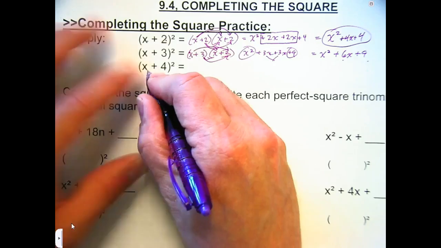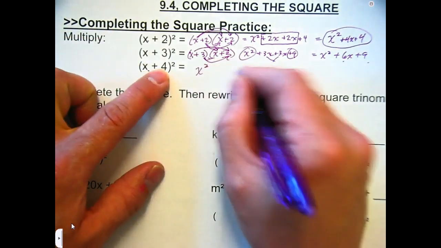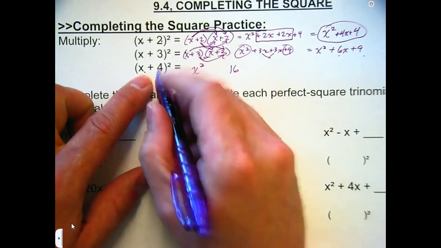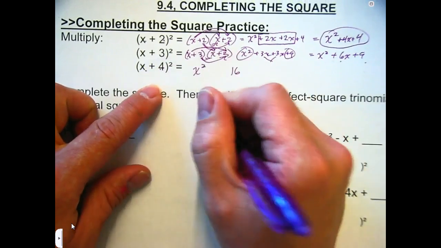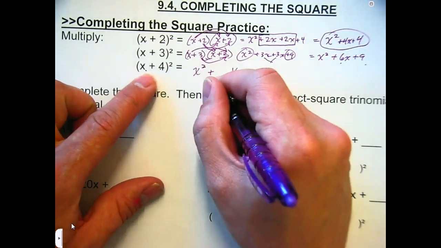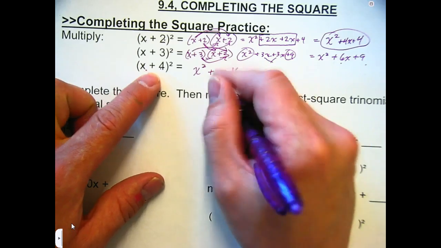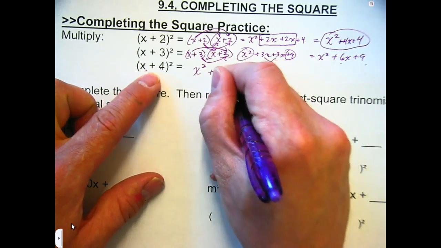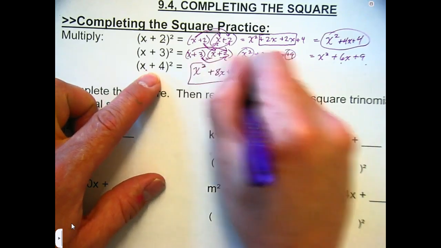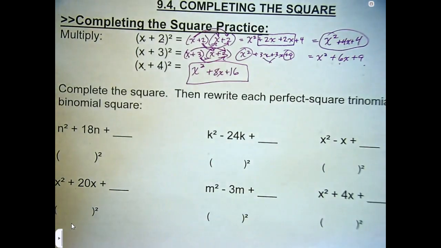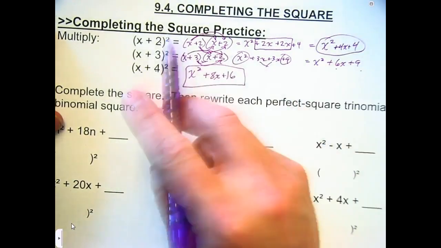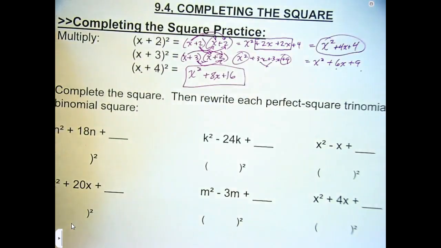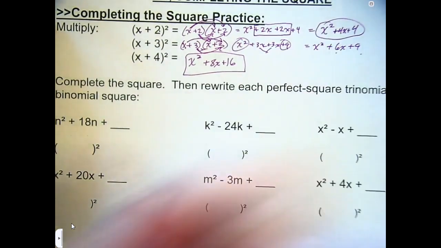So in this one, if I square the front, I get x squared. I square the back, I get 16. I go 4 times x and double it. 4x doubled is 8x. All right. That is a perfect square trinomial. So what you're doing today is not this. This is old. This is stuff we've already gone through. Okay? You're completing the square today.